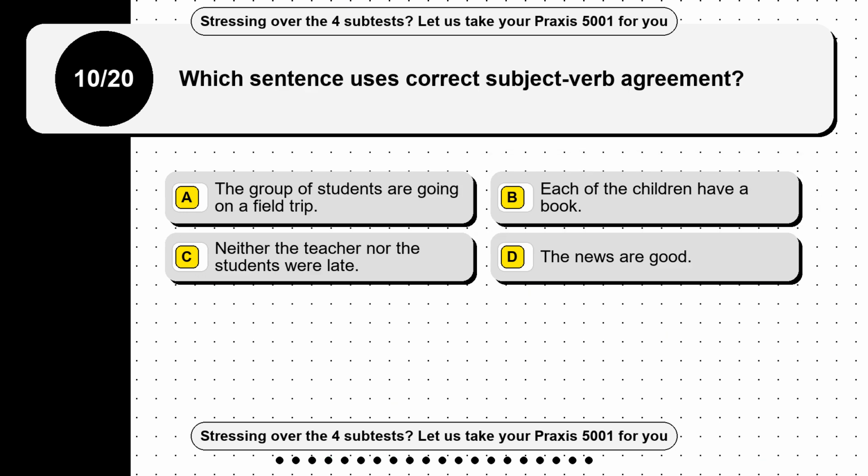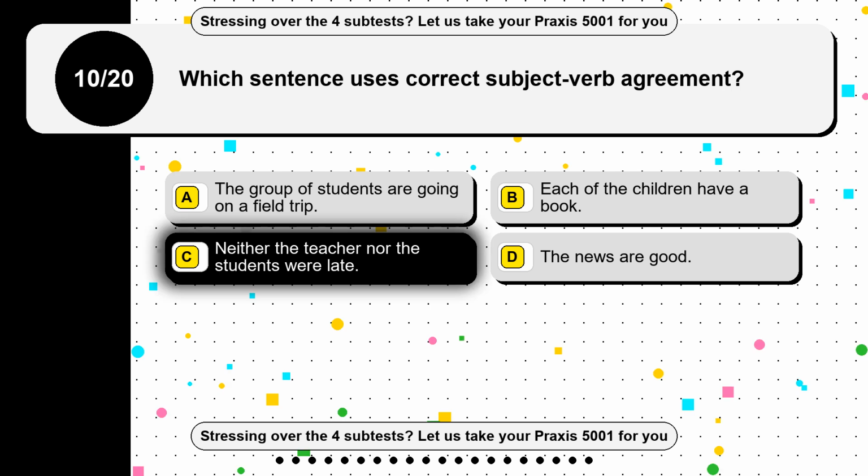Question 10. Which sentence uses correct subject-verb agreement? Option A. The group of students are going on a field trip. Option B. Each of the children have a book. Option C. Neither the teacher nor the students were late. Option D. The news are good. The correct answer is option C. Neither the teacher nor the students were late.